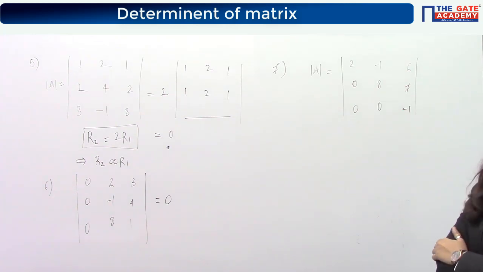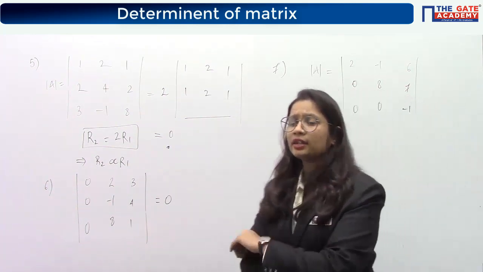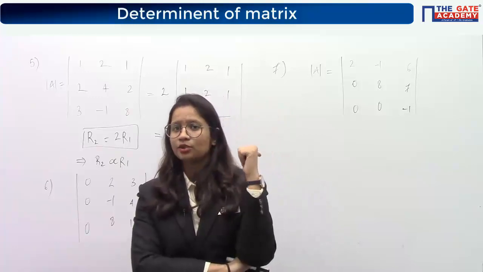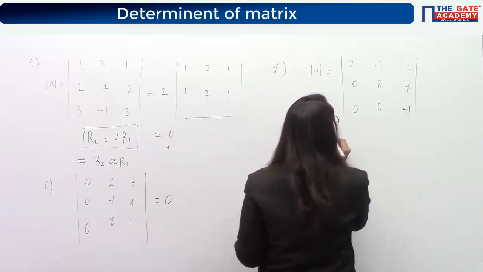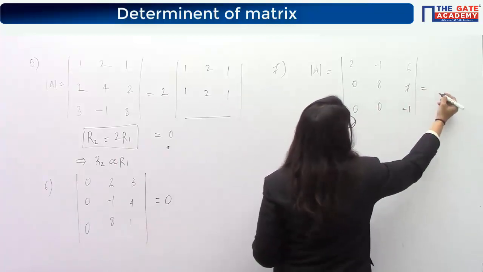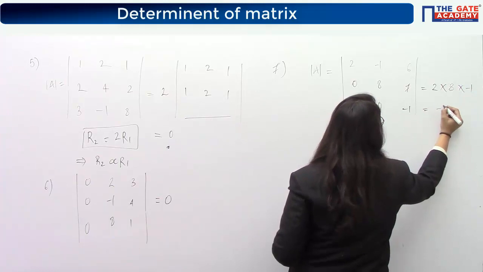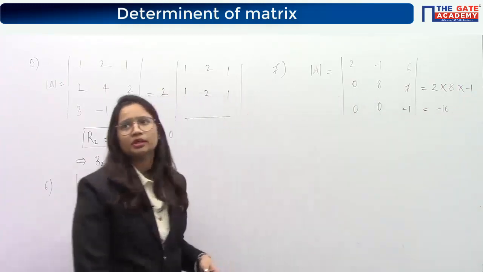So never get confused. If the above part of the diagonal has non-zero elements, that means that is a UTM. So this is a UTM. So that's why, for a triangular matrix, directly the product of diagonal elements will be the determinant, that is minus 16 will be the determinant.